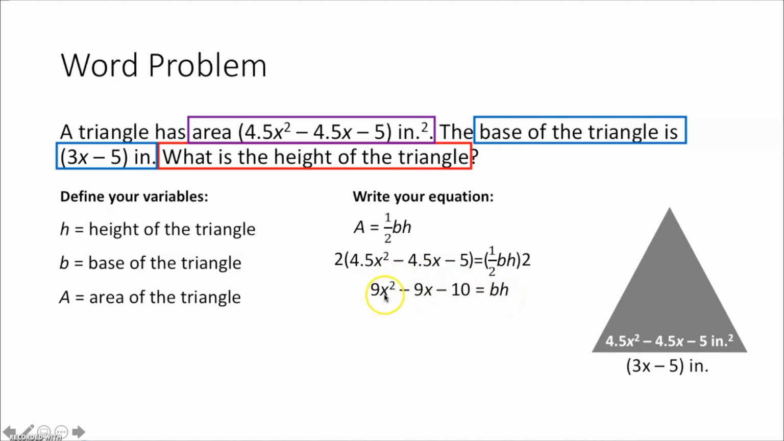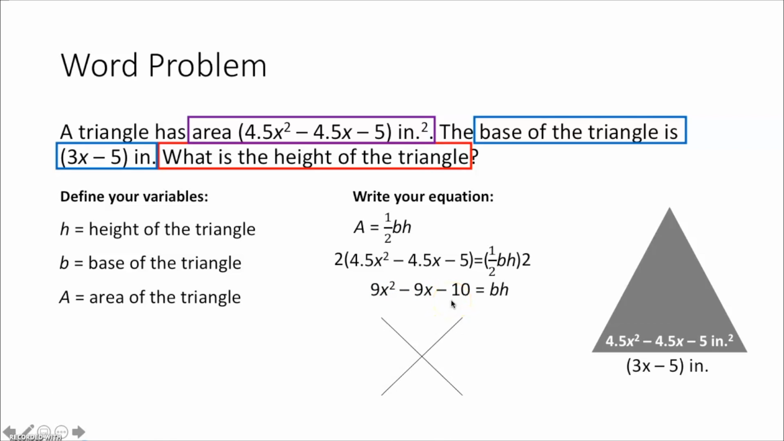Let's factor this 9x squared minus 9x minus 10. How do I do that? Well, it's a quadratic trinomial. So first, is there a greatest common factor I can take out? No. Next, is there an x I can take out? No. Is there anything else I can do before the magic x? It looks like I'm ready for the magic x.